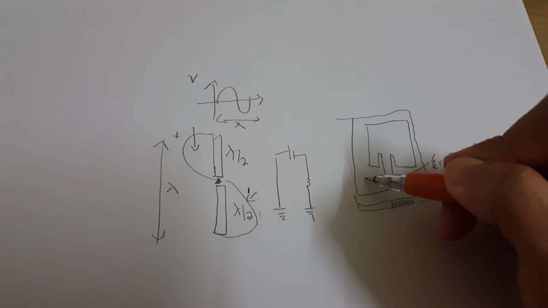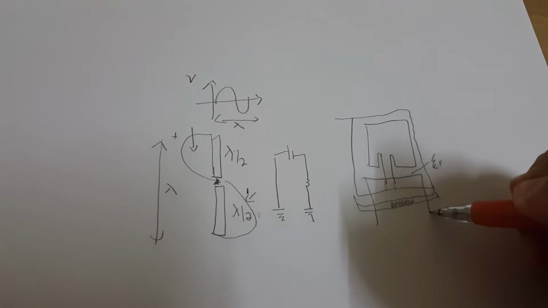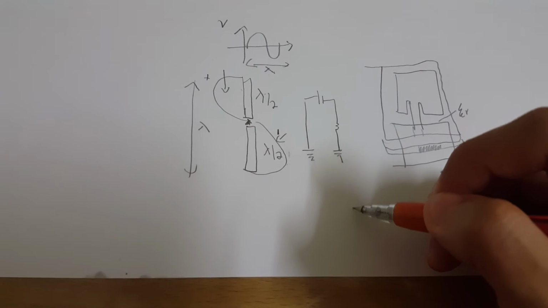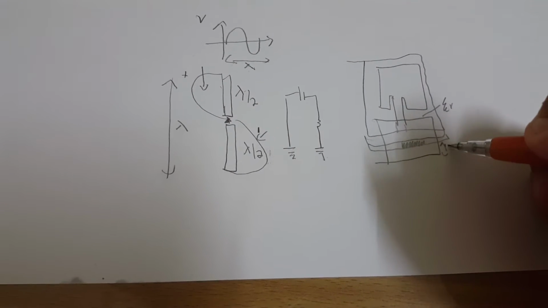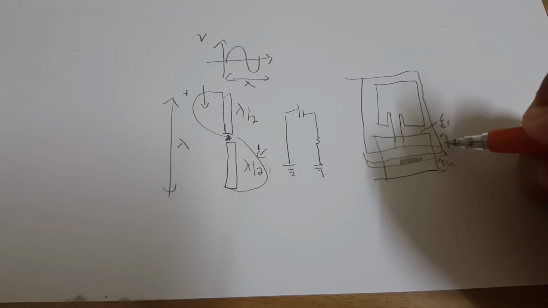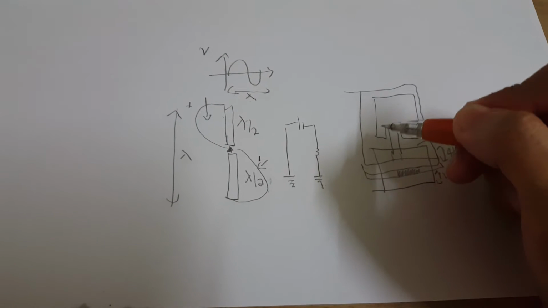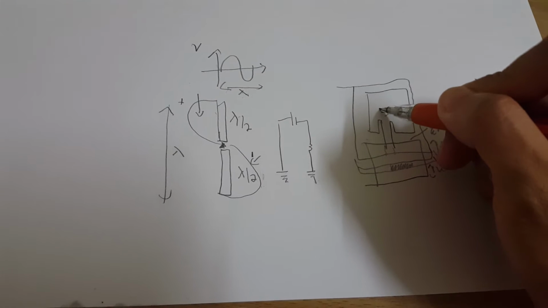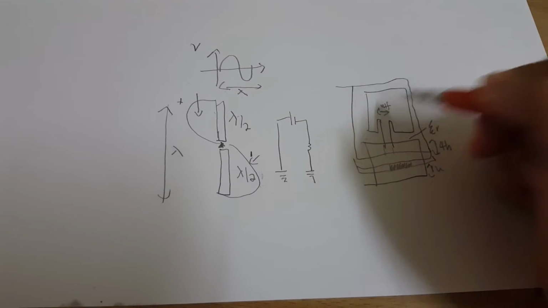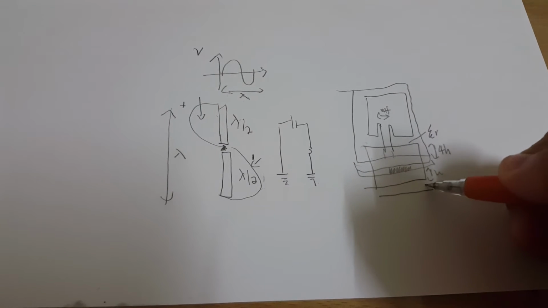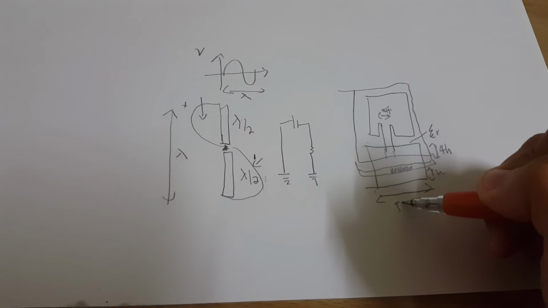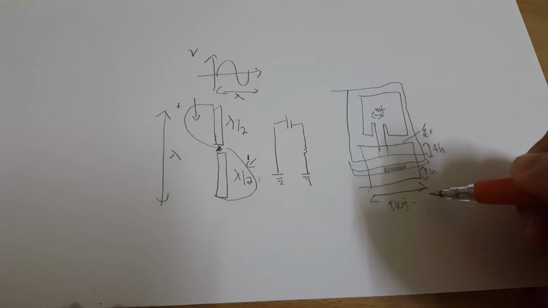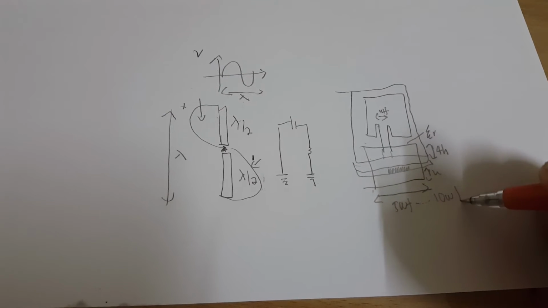And when we excite a waveguide port in CST, it needs to have certain dimensions. So the lower one is H and the upper one is 4H. And then we have the width of the waveguide port. Let's say the width of the feed is WF. So the width of the waveguide port should be at least 5 times WF, and it can extend up to 10 WF.